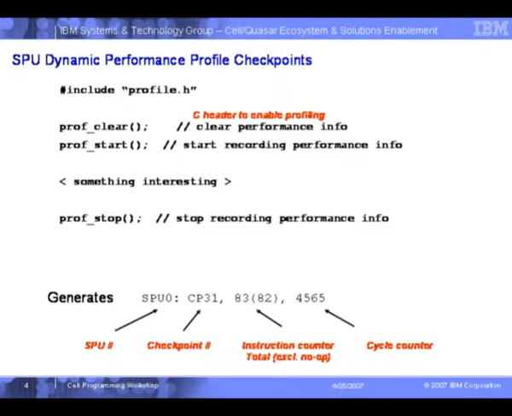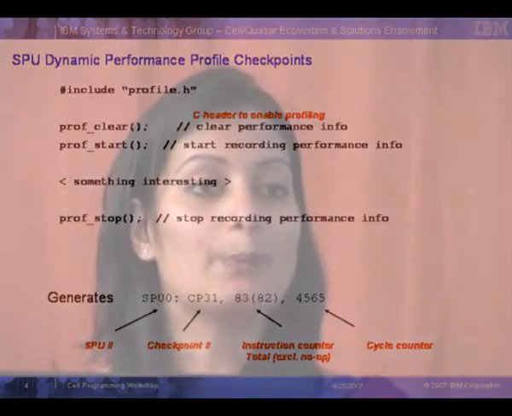Alright, so when we do these profile checkpoints that we covered in the previous presentation, this is how you can introduce profile checkpoints: prof_clear, prof_start, and prof_stop. Now when you do that, it will produce an output of number of cycles consumed, and here is your loop part. This is something that you will introduce in your code.